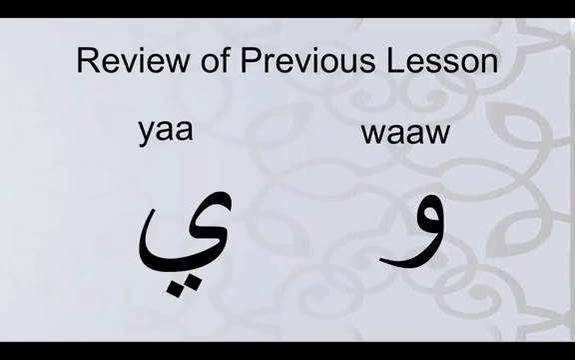The next 2 letters we learned in the previous lesson were the letter wa and the letter ya. These are both long vowels in the Arabic language, two of the three long vowels in the Arabic language, the first being the alif, and these are the next 2, the wa and the ya.